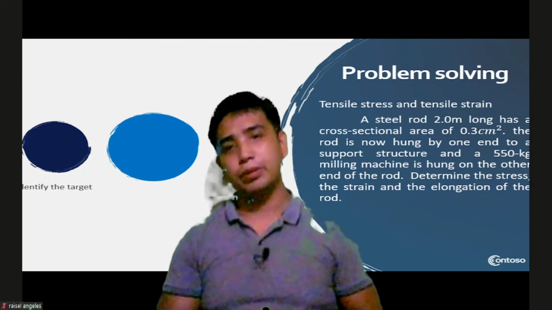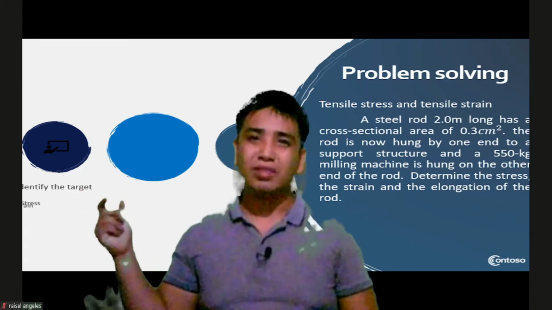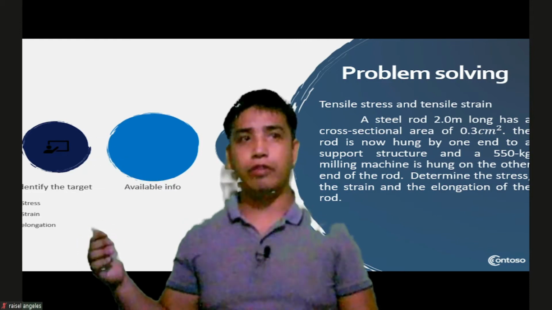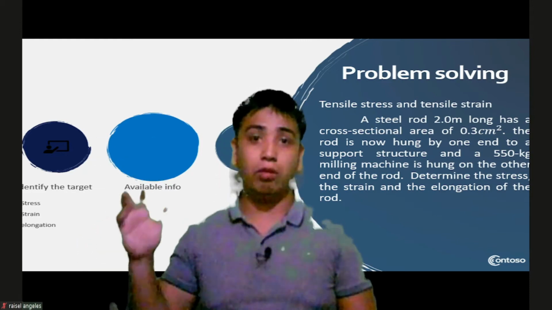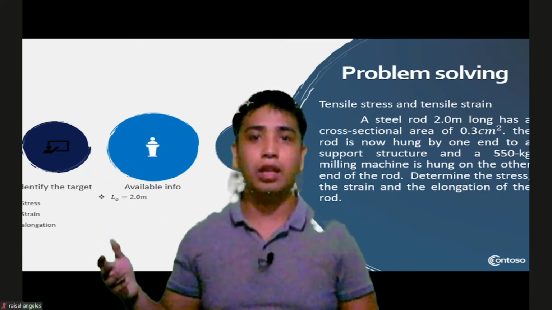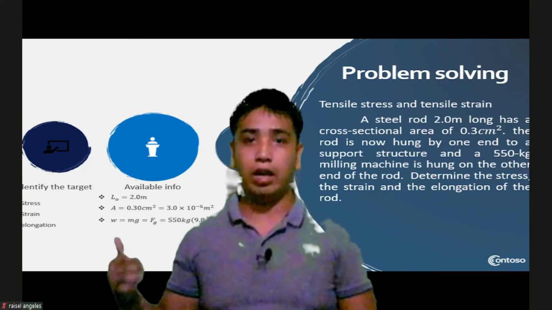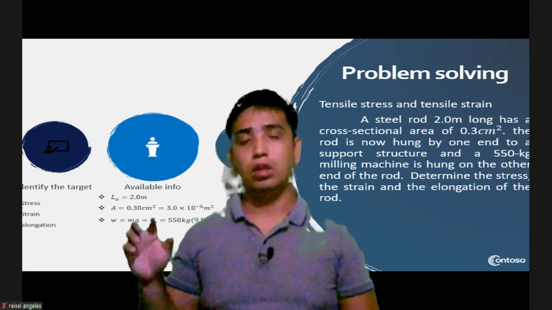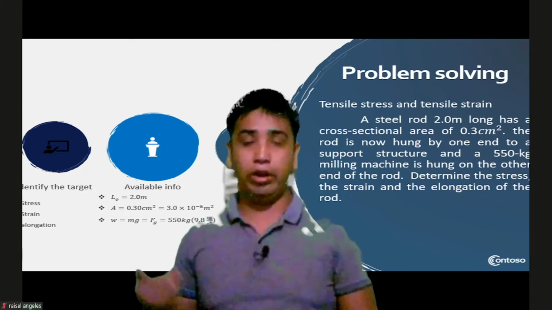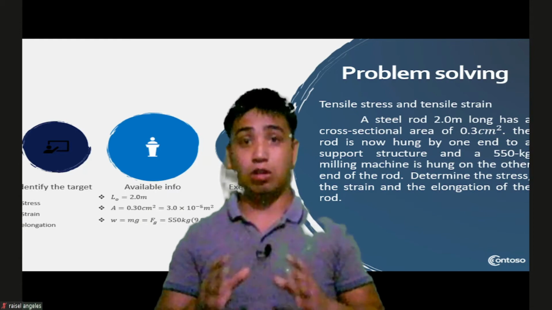Alright, so identify our target. Our target is stress, next is strain, and then elongation. So the information at hand is we have the value for the original length of the material, we have the value for the cross-sectional area of the material, and we have the value for the mass hung on the other end. And we can also refer to the Young's modulus of this steel rod on the table that I have given earlier. Alright, so all that's left for us is to execute and solve this problem.